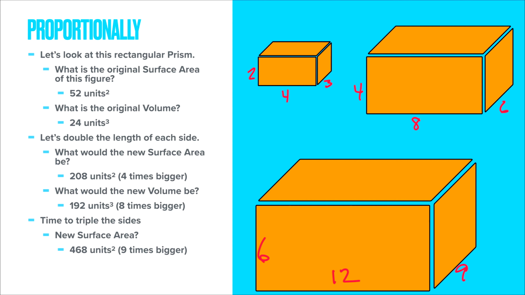But then let's talk about the new volume. So at that point, 6 times 12 times 9, that gets us 648, which notice it's the first time our volume is bigger than our surface area. As the sides get bigger and bigger, the volume is going to overshadow the surface area eventually as your shapes get bigger. So in this case, it's 648 units cubed, which is 27 times bigger, which once again makes sense because 3 times 3 is 9 times 3. 3 cubed is 27. There we go.